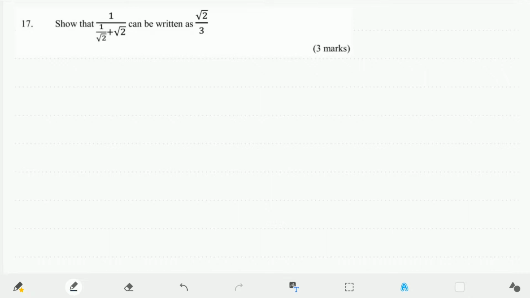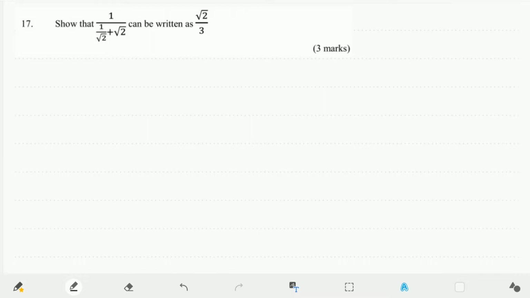There are two methods of doing this. In both methods, we have to try and make the denominator into a single fraction because 1 over that fraction will give us the reciprocal of that fraction, and hopefully that reciprocal will be equal to root 2 over 3. However, there's two ways of going about doing this. The first way is to try and rationalize the denominator on the bottom, and the second method requires you to not rationalize the denominator. And we'll go through both of them.